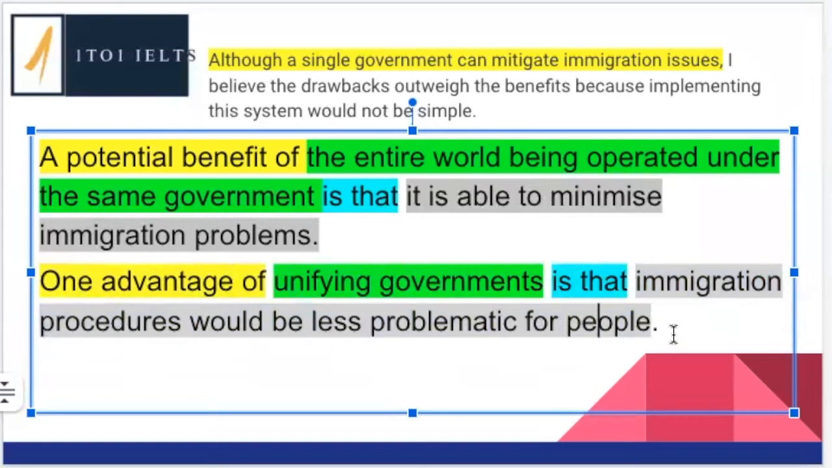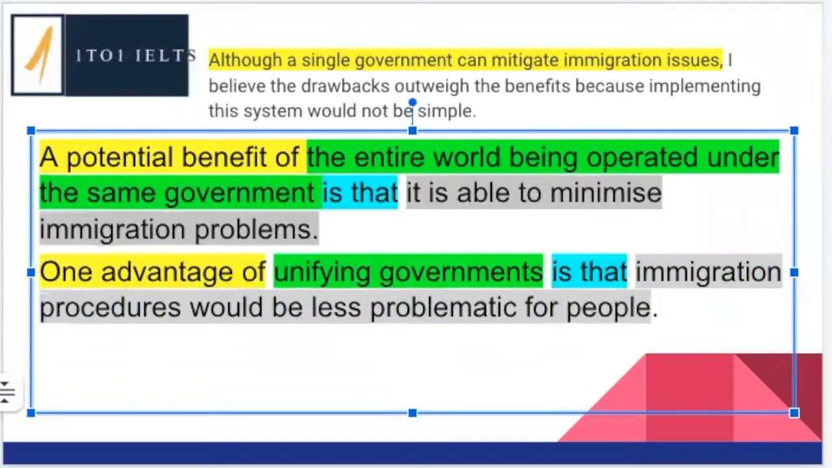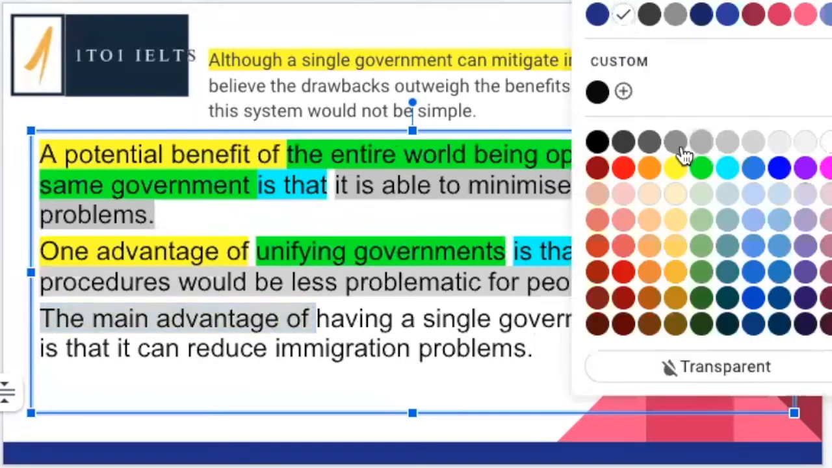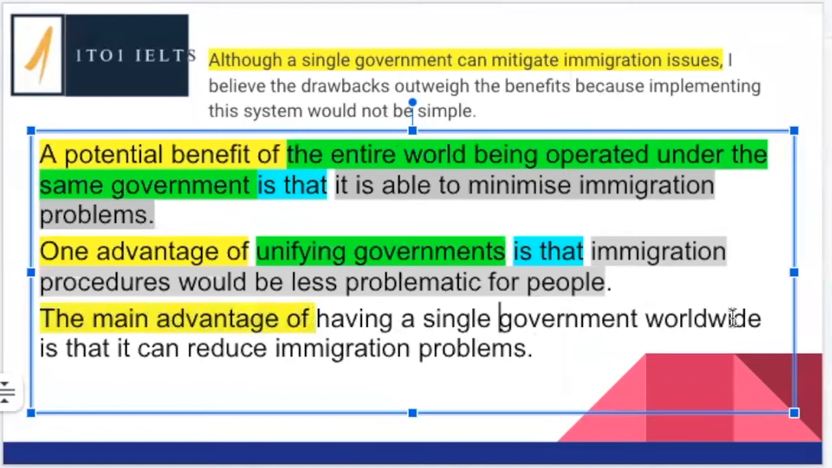Okay, I think there are still some other people whose topic sentences I have not looked at yet. We have 5, and I think we have 6 people. Okay. So main advantage of, excellent. Having a single government worldwide, excellent. Is that.